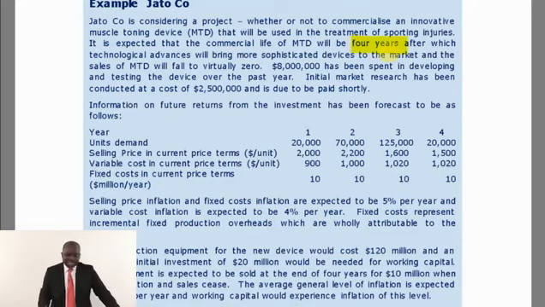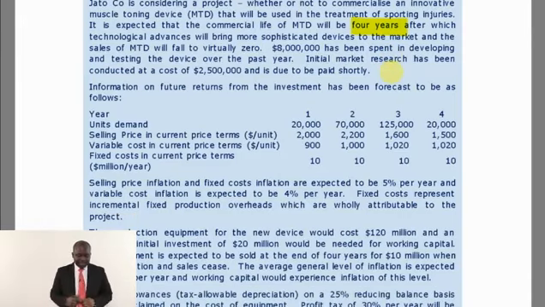After which technological advances will bring more sophisticated devices to the market, and the sales of MTD will fall to virtually zero. 8 million has been spent in developing and testing the device over the past year. Has something come up? Yes. 8 million has been spent. It's a past cost. So that is a sunk cost, which is irrelevant. So I will cancel it. I don't need it.